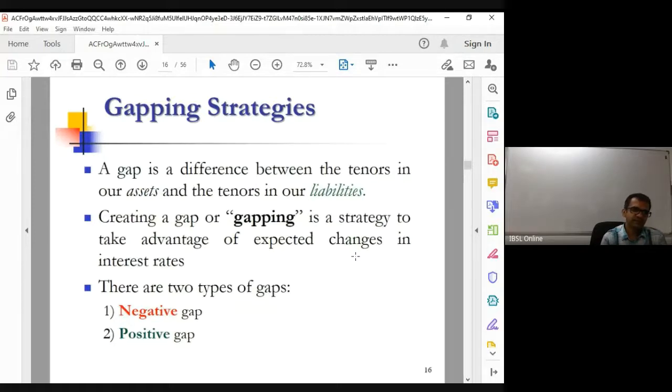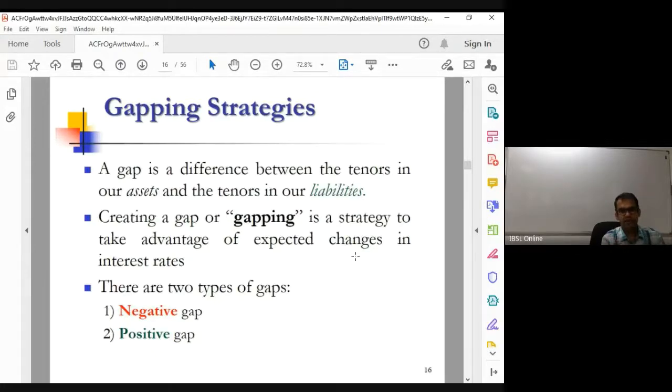What does a negative gap mean? You have more liabilities to be matured within, say, 1 day, but you have fewer assets maturing within a day. Then your inflows are not sufficient to meet your outflows, your liabilities. There is a gap.